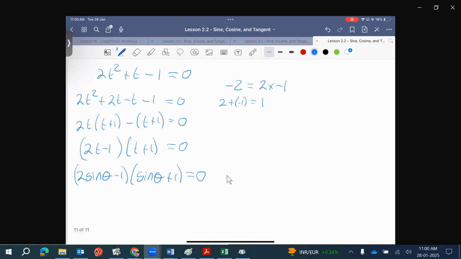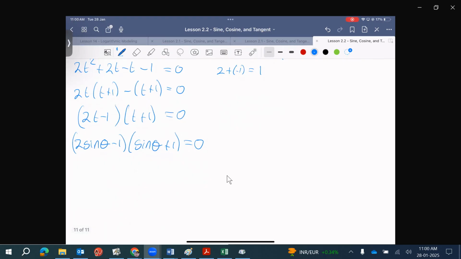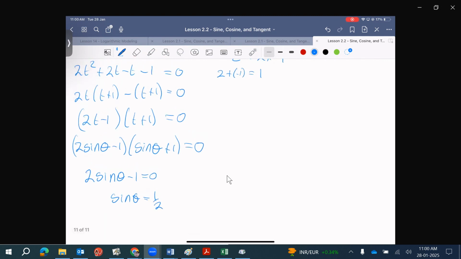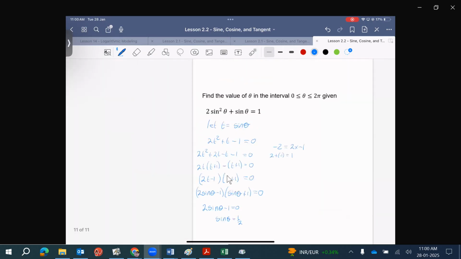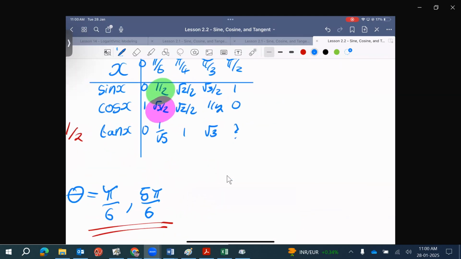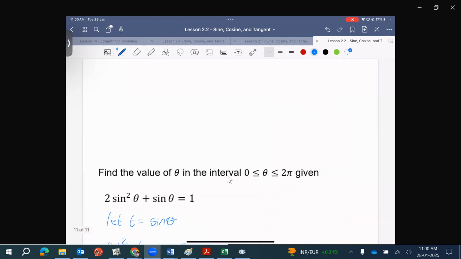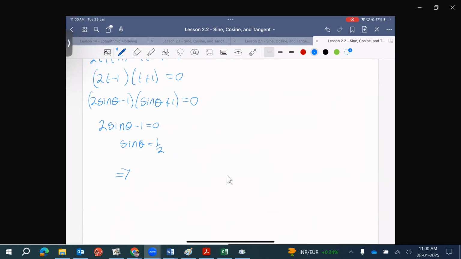And we come to this particular point. Solving that, either the first factor is 0 or the second factor is 0. So the first factor being 0 gives us 2 sine theta minus 1 equals 0, or sine theta equals a half. Solving that one using the exact value table, that was pi over 6 or 5 pi over 6. So this implies that theta equals pi over 6, 5 pi over 6.